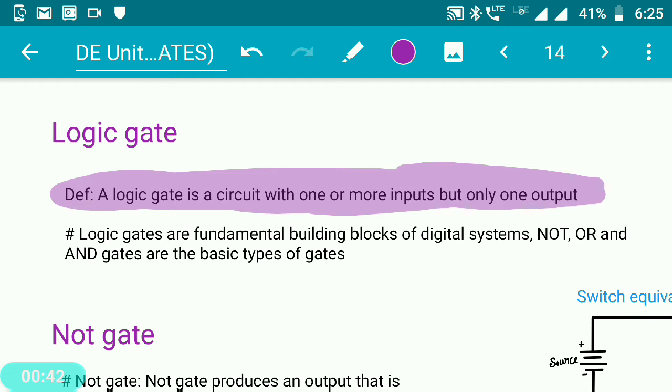Then we go to the next point about logic gates: logic gates are the fundamental building blocks of digital systems. This is a very important point. If you understand logic gates, you can understand complex digital systems easily, because logic gates are used in the entire digital system. A very huge digital system is generally made up of logic gates.